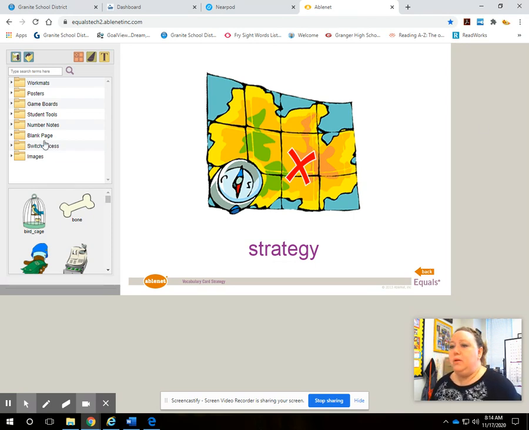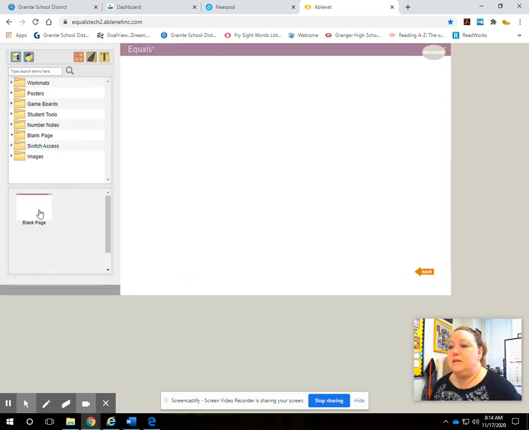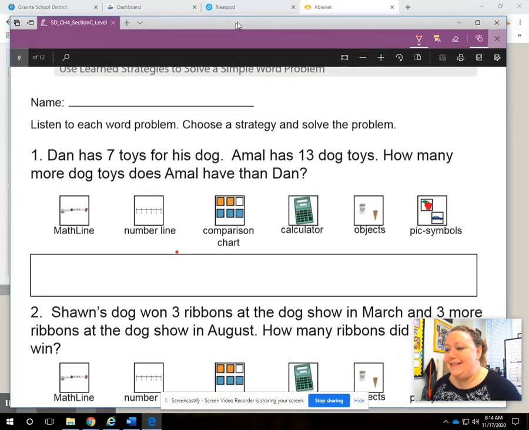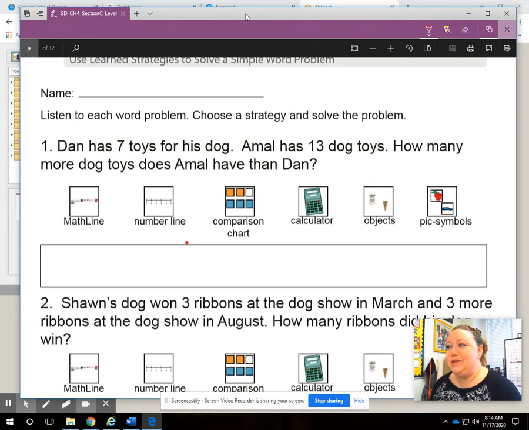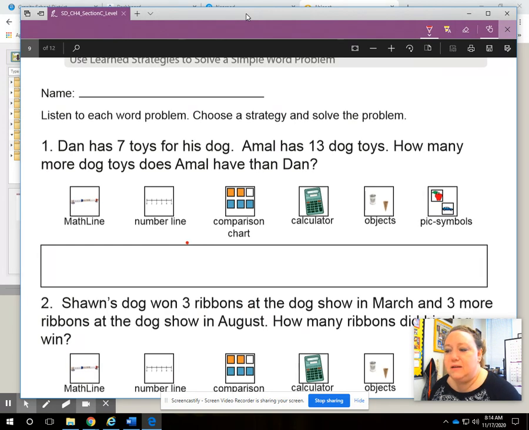I'm going to pull over really fast. I'm going to pull over this right here. This is your worksheet for today. And we're going to look at this and see what kind of strategy we should use for each of these problems.